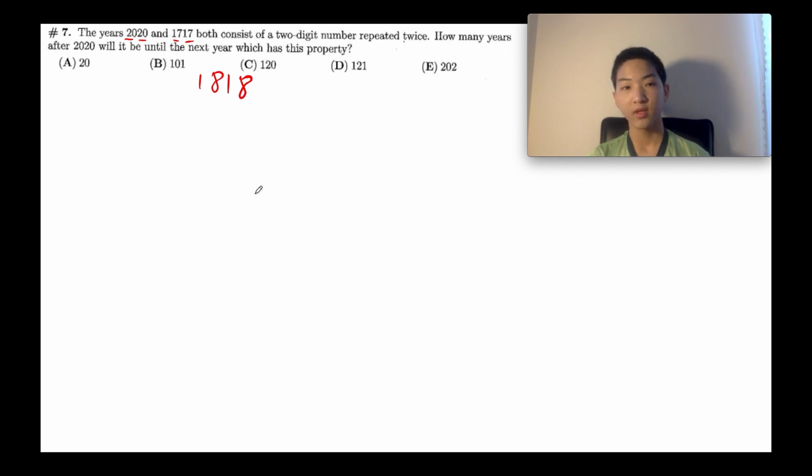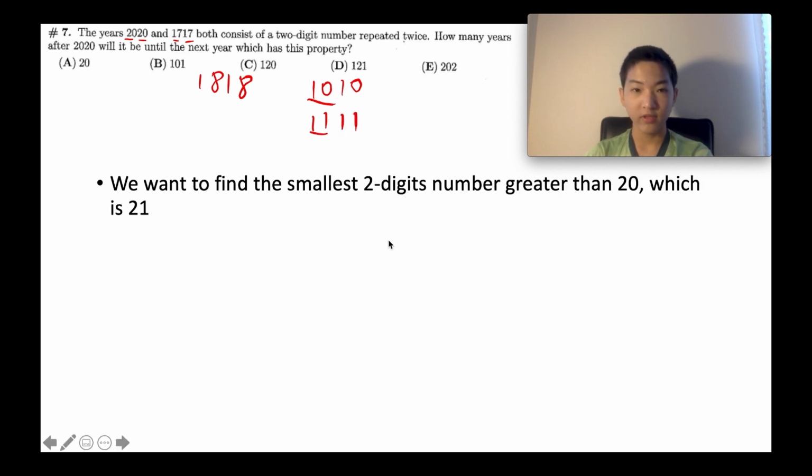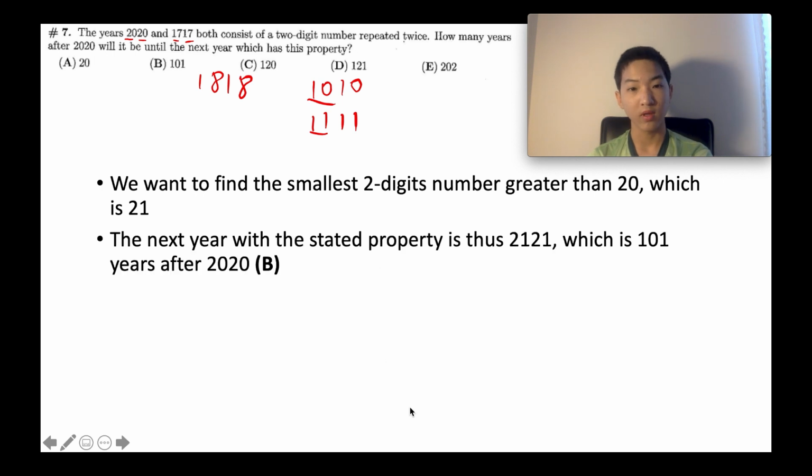So each time, the next smallest number for which this property holds true would just be the next 2-digit number. So the smallest one would be, say, 1010. And then if we want to get bigger than that, instead of using 10, we use 11 to get 1111. So from here, we realize that we want to find the smallest 2-digit number greater than 20, which is 21. So the next year with the stated property is thus 2021, which is 1 year after 2020. So the answer is B.